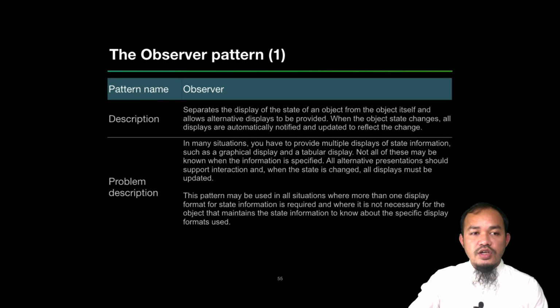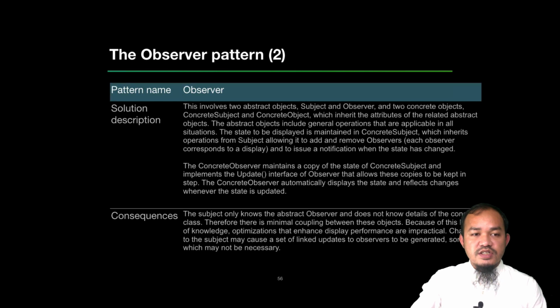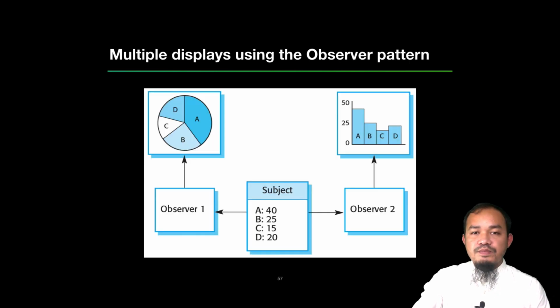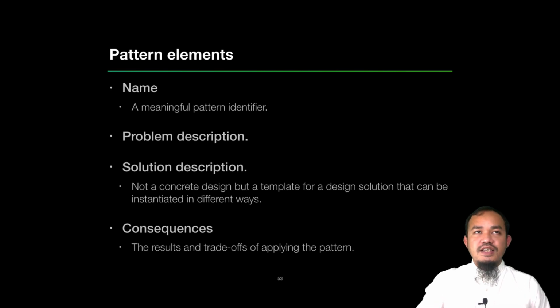And they will include the pattern name, description, problem description, solution description, and consequence, okay? The main book of the design pattern is the Gang of Four, okay, by Erich Gamma. They are talking about design patterns. They found that this is the pattern for solving general-purpose problems. There are many over there. There are more than 40 patterns that you can use to solve the problem.